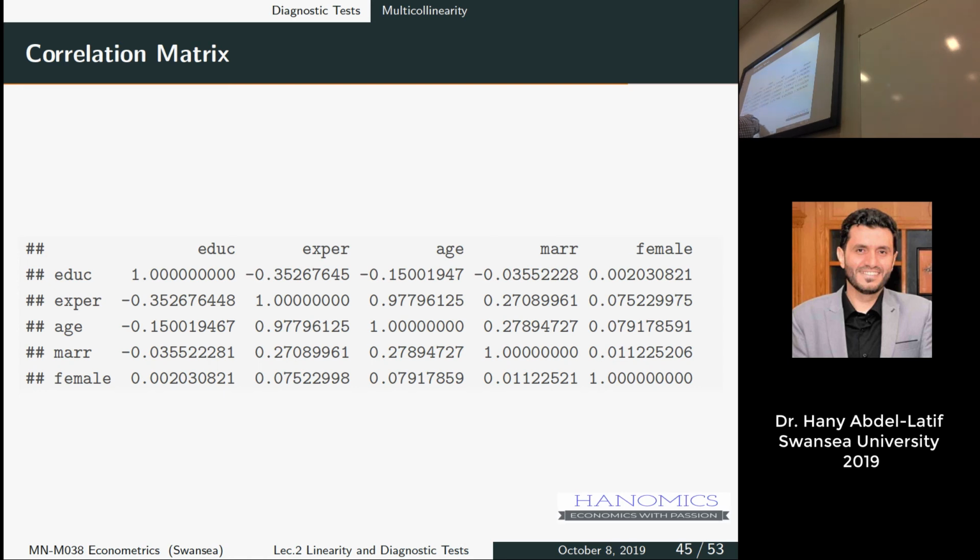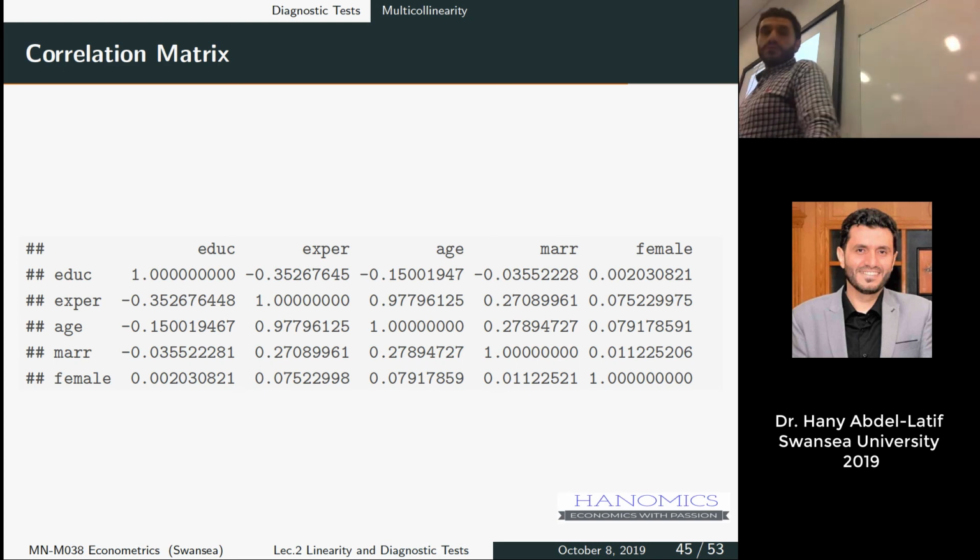Other variables, they're not really much correlation. So this is 0.002 with education, this is 0.09 with age, etc. So it seems that these two variables are causing the problem, experience and age. So one way is to look at the correlation matrix between your x's, your independent variables.